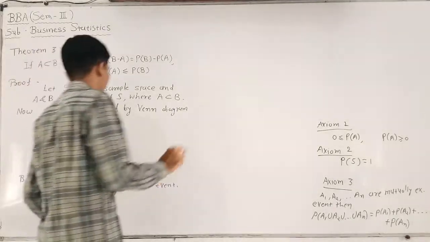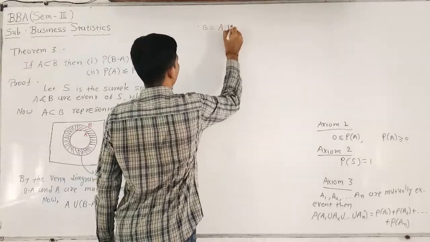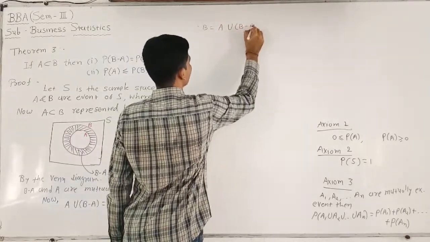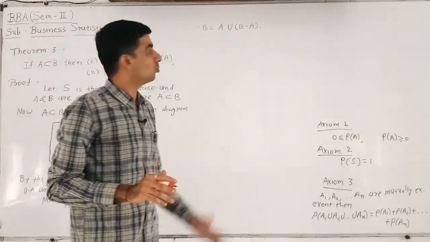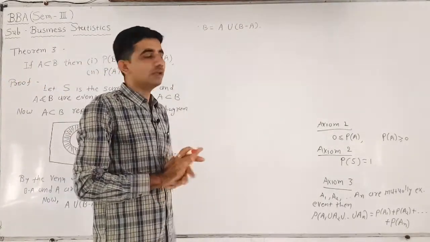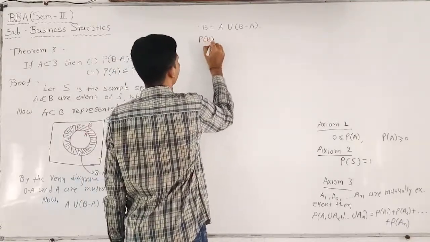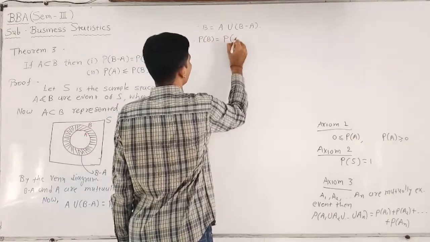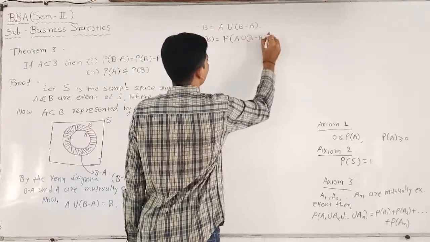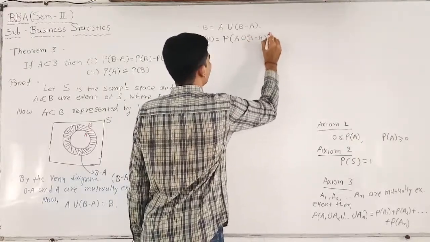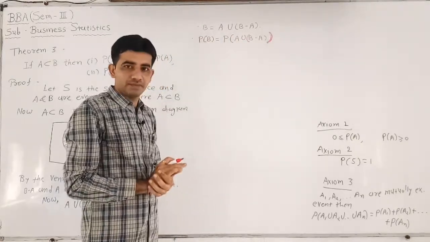Therefore B is equal to A union B minus A. Now apply the probability on both sides. Therefore P of B is equal to P of A union B minus A. મેં બંને બાજુ પ્રોબેબિલિટી એપ્લાય કરી એટલે અહીંયા P of B અને આ બાજુ P of A union B minus A.